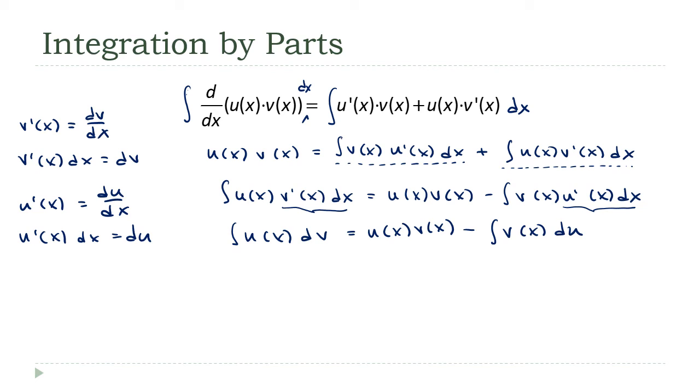Although the way this is usually written, because everything here is a function of x, that of x at the end of every one of these things makes it a little cluttered. So this would usually be written, the integral of u dv is equal to uv minus the integral of v du. And it's understood that u and v are functions of x. And this is it. This is our formula that goes by the name integration by parts.